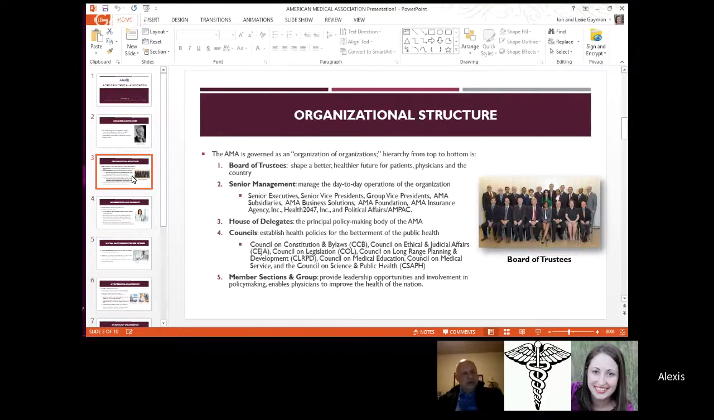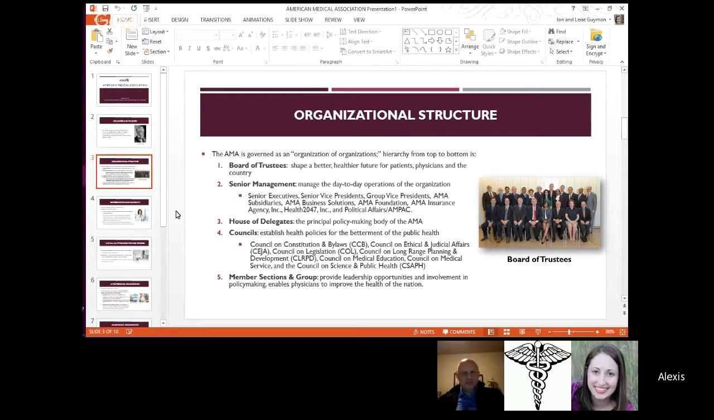All right, next slide. The organizational structure of the AMA. Hierarchy is listed here. There's a board of trustees that oversees the overall running of the association, over the CEO and all the chief operating officers. Then there's the senior management that manages the day-to-day operations, which entails all the senior executives, senior vice presidents, the group vice presidents, and the AMA subsidiaries, which are the AMA Business Solutions, AMA Foundation, AMA Insurance Agency, the Health 2047, and the Political Affairs AMPAC.